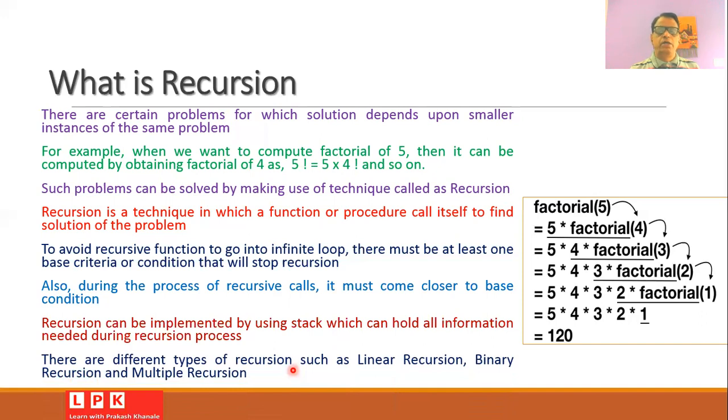As far as recursion is concerned, there are different types of recursion. For example, we can have a linear recursion or a single recursion. We can have a binary recursion, that is, we call the same function twice, or it is even possible to call the same function multiple times, and such recursion is called a multiple recursion.